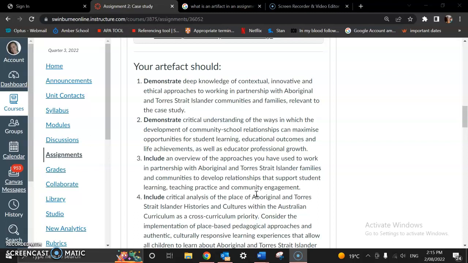They're just helping you with your authenticity to make sure that you're teaching the correct perspective of the Aboriginal and Torres Strait Islander culture, histories and languages. You need to demonstrate critical understanding of the ways to develop these community school relationships. So there's quite a lot. You can really think outside the box or critically to work out how you're going to create those communications and relationships with Indigenous community members.